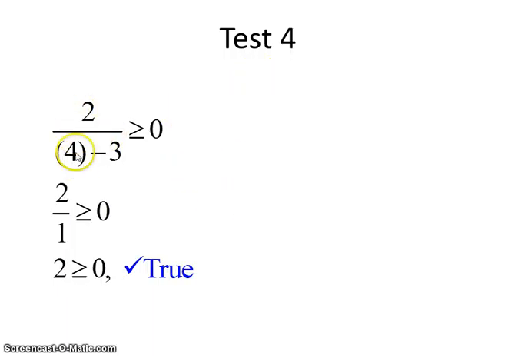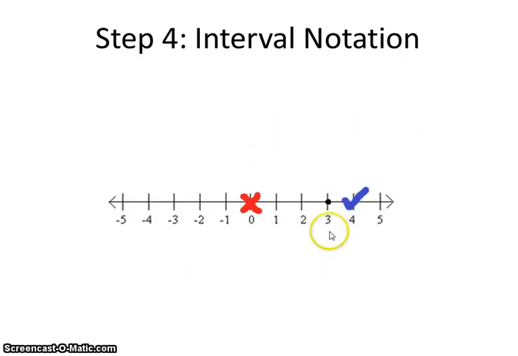Plugging in 4, we get 2 over 4 minus 3, which is 2 over 1, and 2 over 1 is 2. And 2 is in fact greater than or equal to 0, so that's true. And every point to the right of our boundary point, the interval that contains 4, is going to be a solution to our rational inequality. So graph it on the number line, it always helps. I plot my boundary points in black. In this case I only have one, which is at 3. I tested 0, that's false, and I tested 4, which is true.